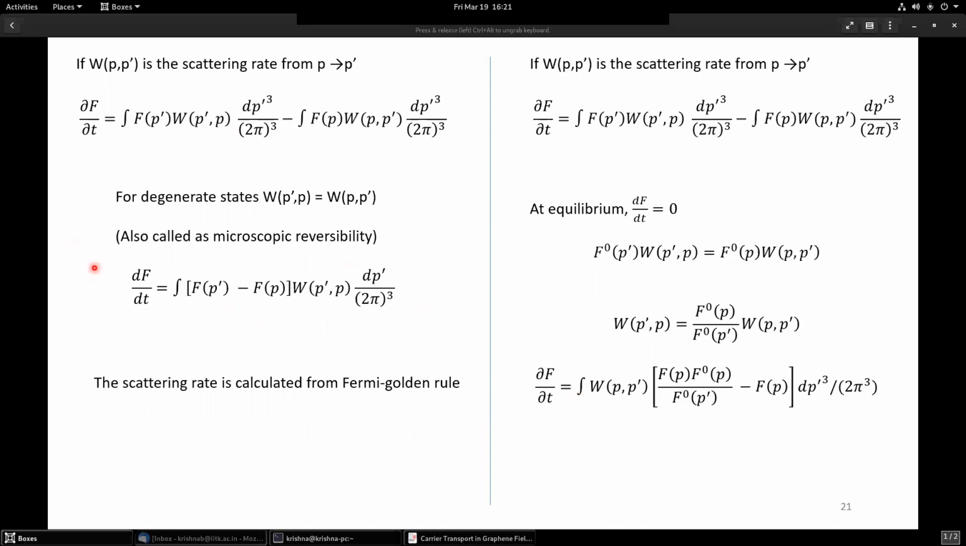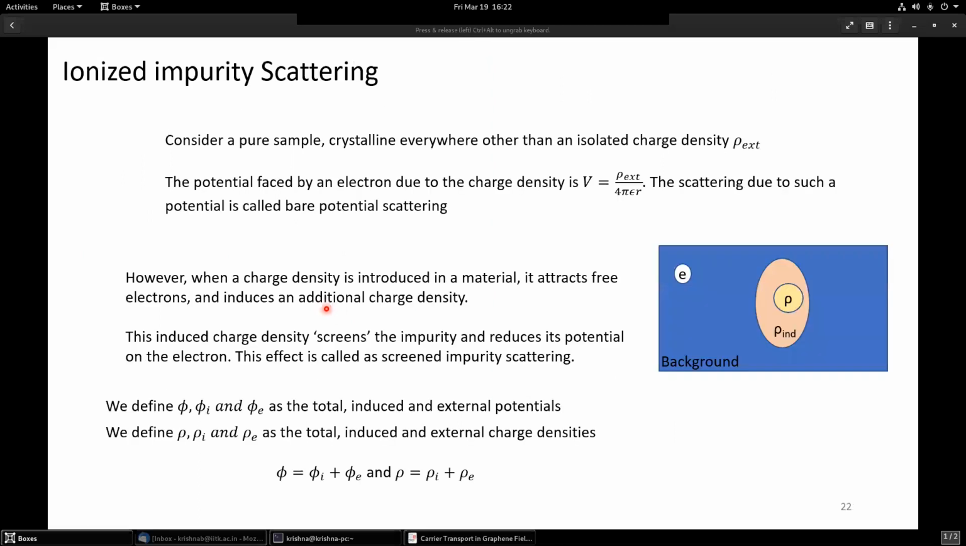And for that, the most important component is W. W is the scattering rate, W P to P dash, or P dash to P. And the way to calculate this is by using the Fermi golden rule. There are some conditions that we will slowly derive, because if you're talking about an ionized impurity, this is very essential to understand transport in any semiconductor, because in most cases we always have a dopant, and these ionized dopants are charge centers, right? And these charge centers typically scatter electrons. So one always wants to know what happens in such situations.